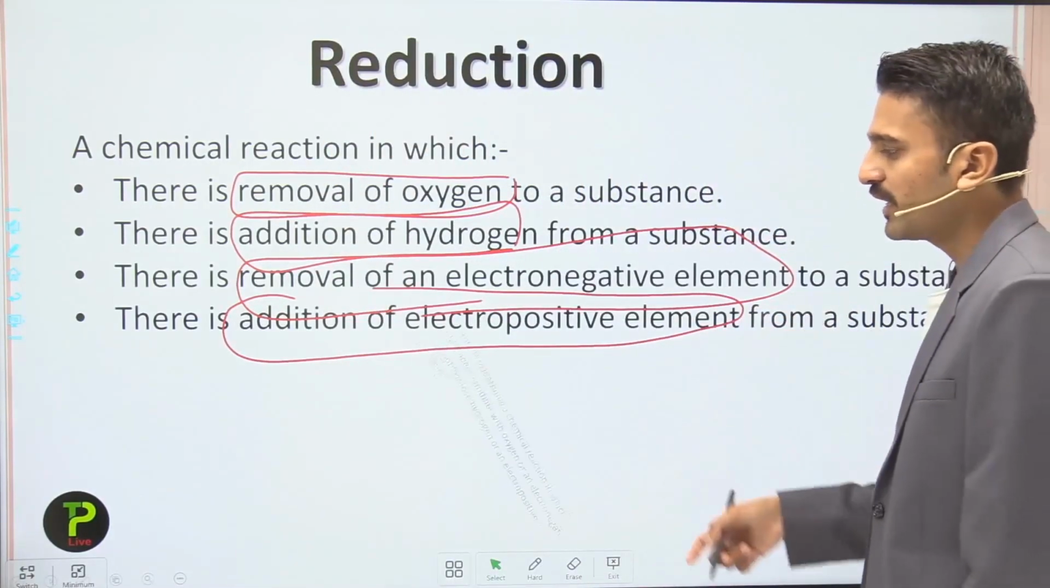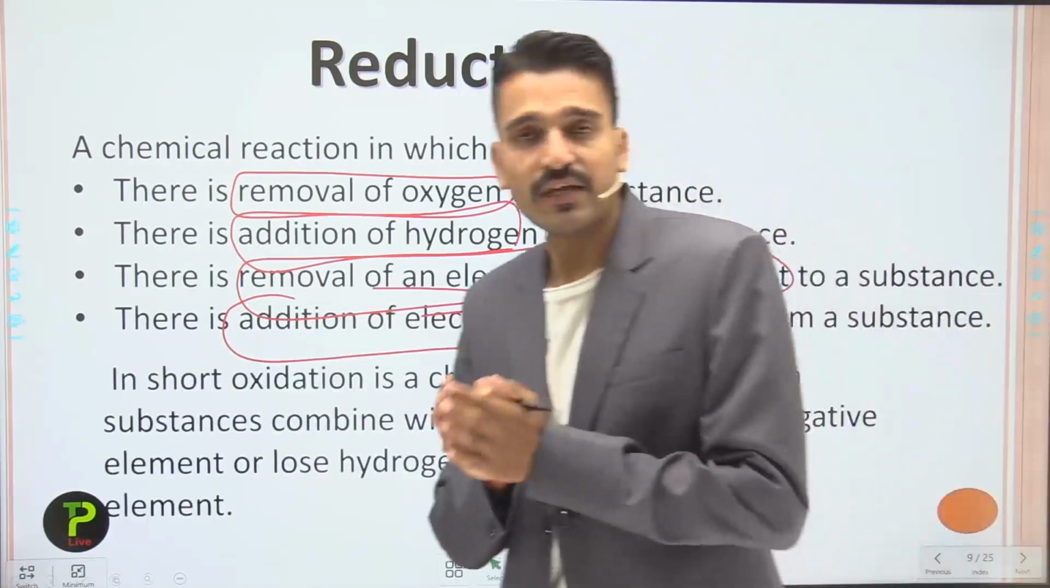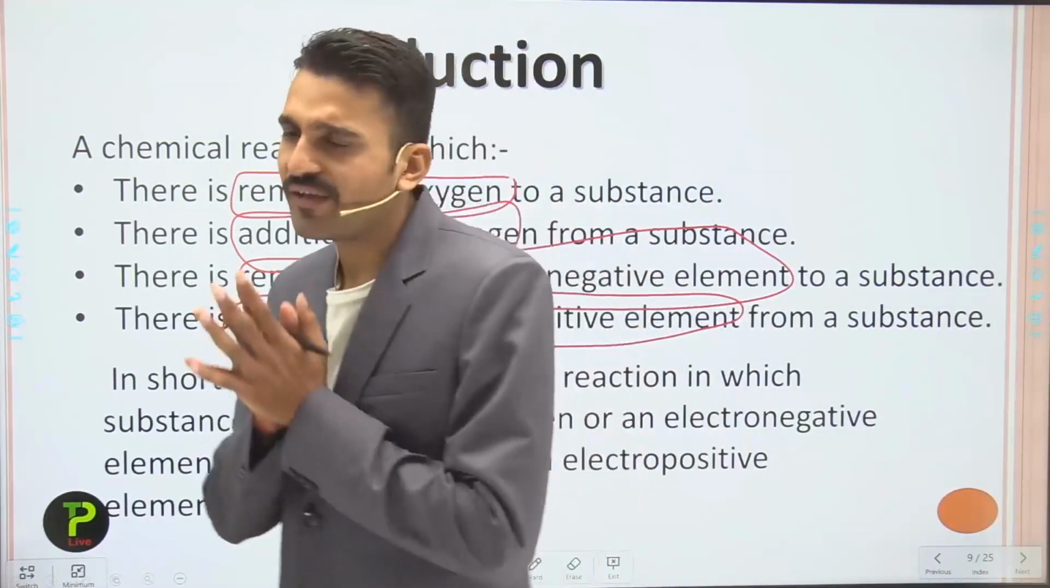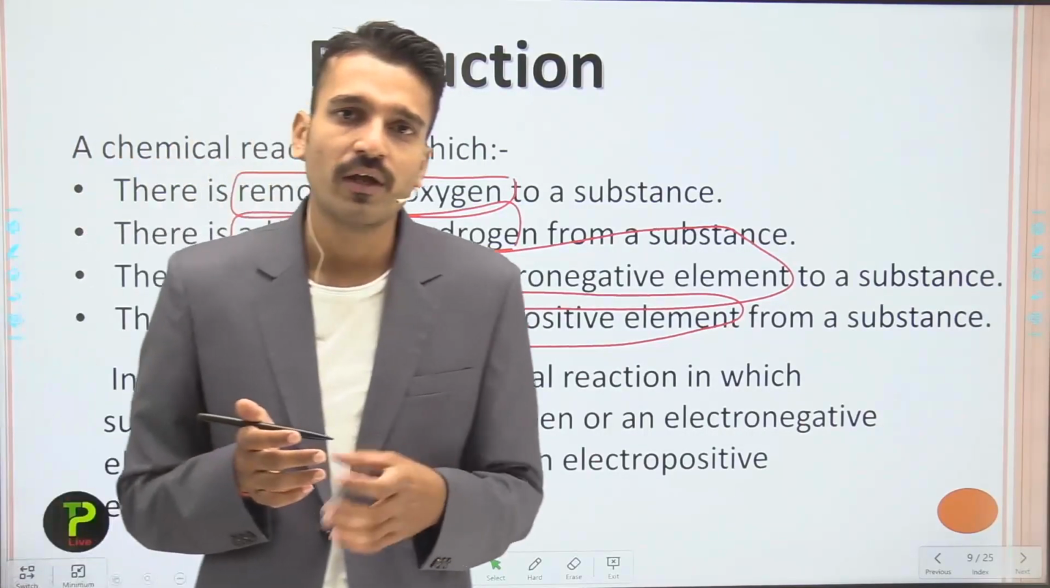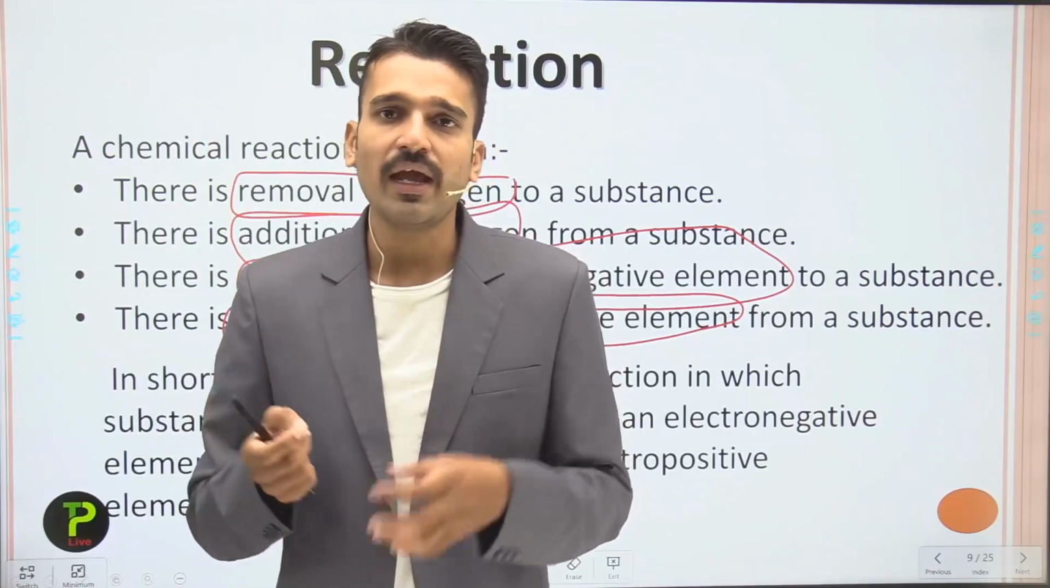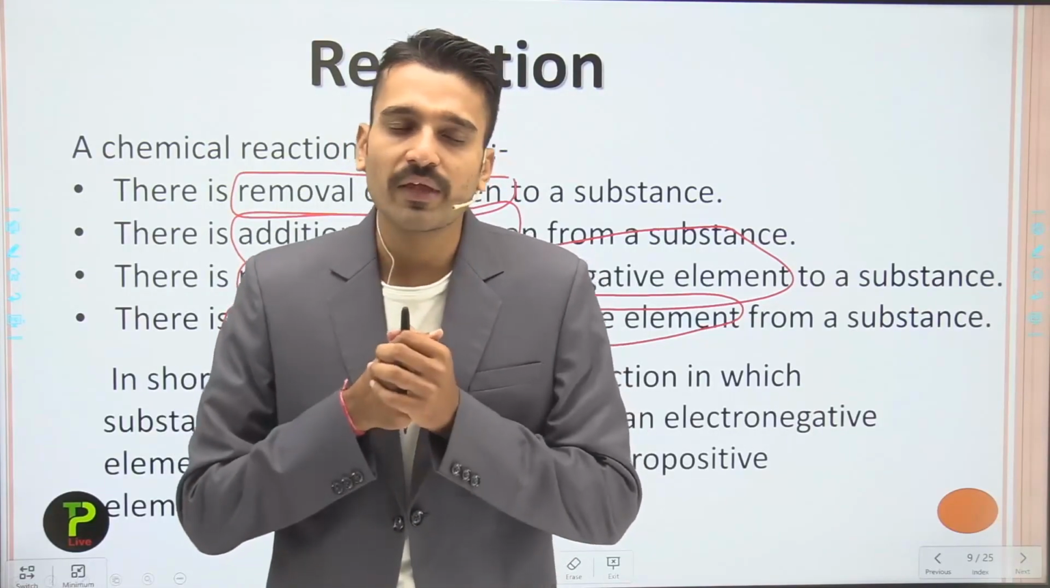So in short, what can we say? We can say that reductions are those chemical reactions in which there is removal of oxygen, addition of hydrogen, removal of an electronegative element, and addition of an electropositive element.